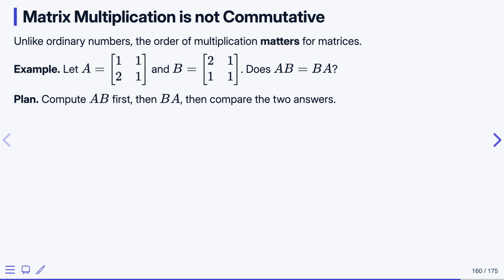Do not guess. Let us follow a plan. First compute A times B entry by entry, then compute B times A the same way. Only then compare the two answers. We work them out over the next 2 slides.